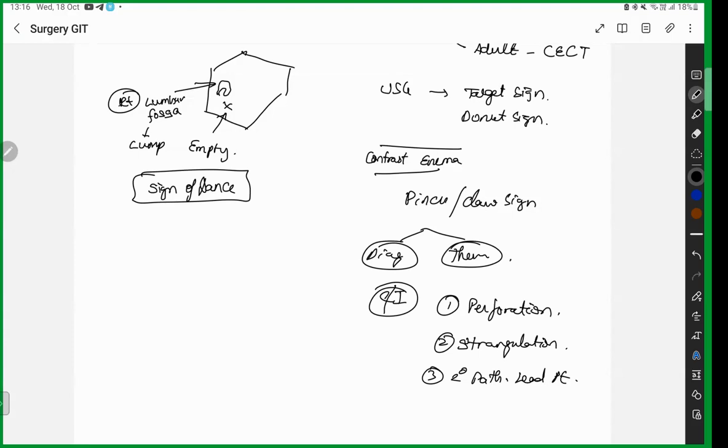Okay, so this is going to be done. When do you go for a surgery? You have to remember that. So when do you go for surgery? That is going to be your indications of surgery.